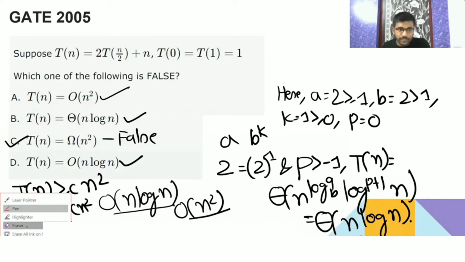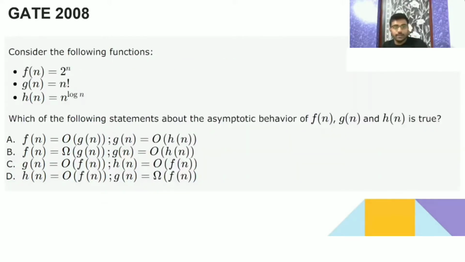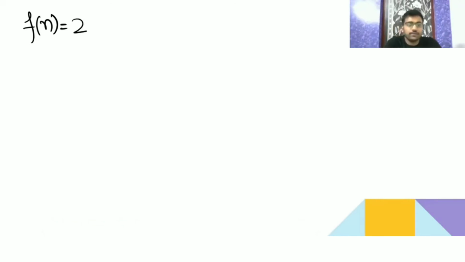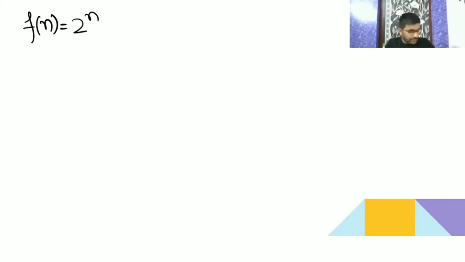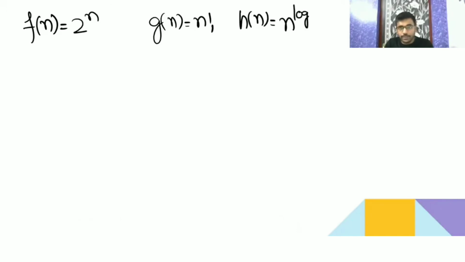Please let me know whether it is clear or not. Now try this and tell me what is going to be the answer. See, D is correct. Here they are saying Fn is equal to 2 to the power n, and Gn is equal to n factorial, and Hn is equal to n to the power log n.